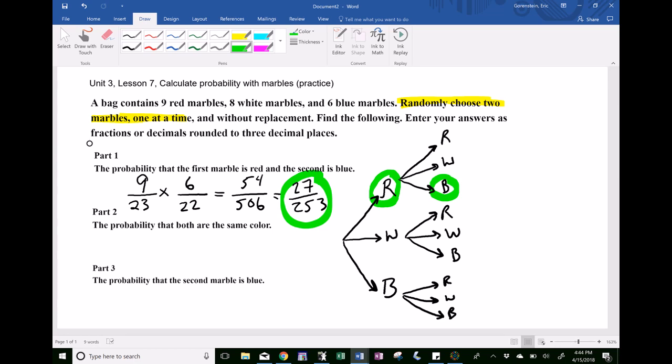Now, in part 2, the probability that they're both the same color. Okay, well, if you look over here at the tree, that could happen multiple ways. So we could have two reds in a row. That's one option. We could have a white, then a white. That's option 2. We could have a blue, then a blue. Option 3. So we have to look at each one of these individually.